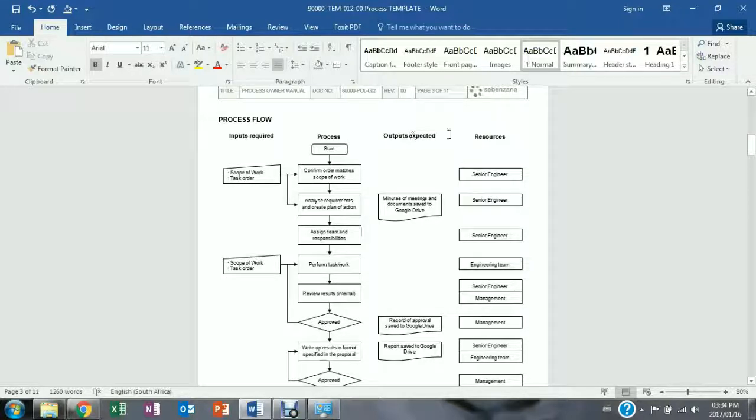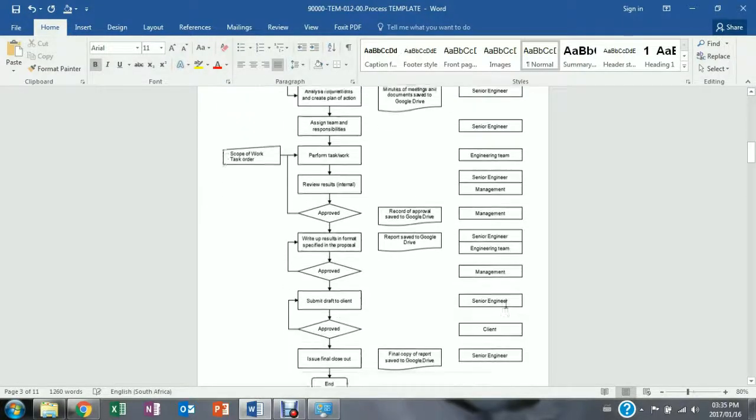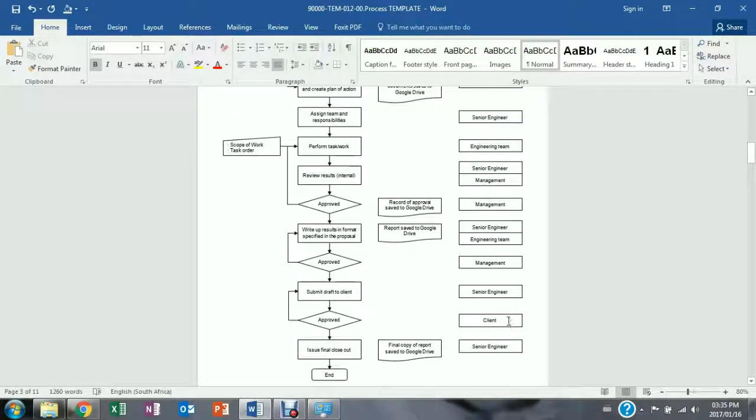Then you have your outputs expected. For example, you had a task order, you went through your process flow, and now you have a report that you can upload onto Google Drive. The last section or subsection is the resources required for every step. Here we have mainly engineers and senior engineers, but at some stage, a client is also a resource.